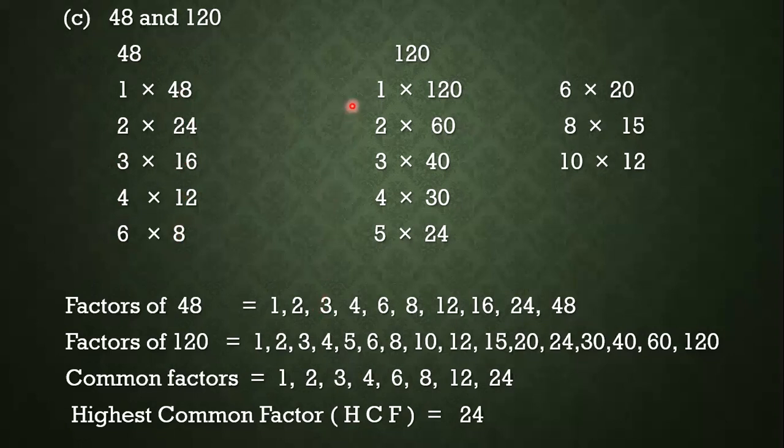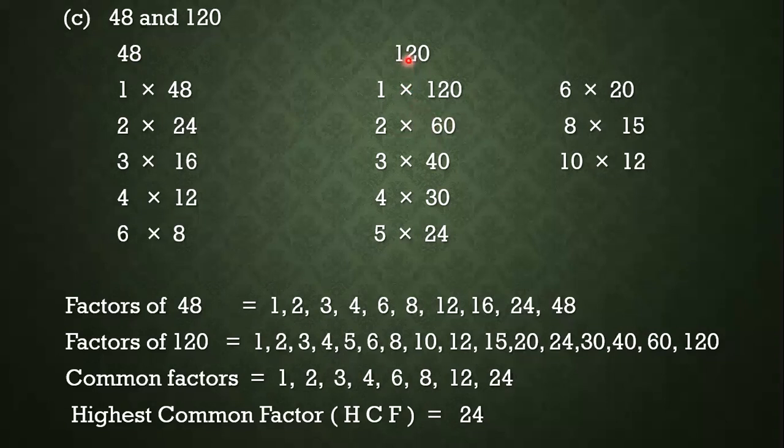Now we will consider the next number, 120. In 120, much bigger as it is, 1 will be a factor. 1 is a factor of every number. So 1 into 120. Now it is an even number, so we can divide by 2. On dividing 120 by 2, we will get 60 as the quotient. So 2 into 60 makes 120.